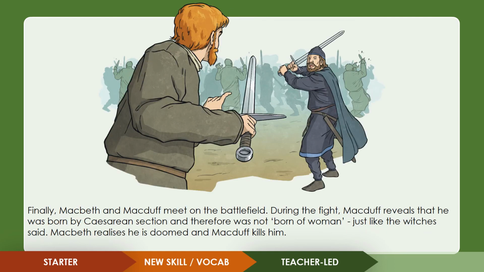So finally, Macbeth and Macduff meet on the battlefield. So during the fight, Macduff reveals he was born of caesarean section and therefore was not born of a woman, just like the witches said. So Macbeth realises he is doomed and Macduff kills him.